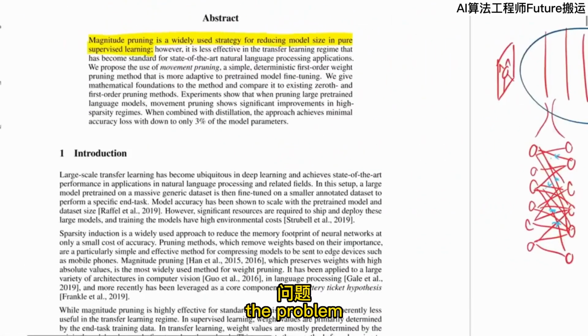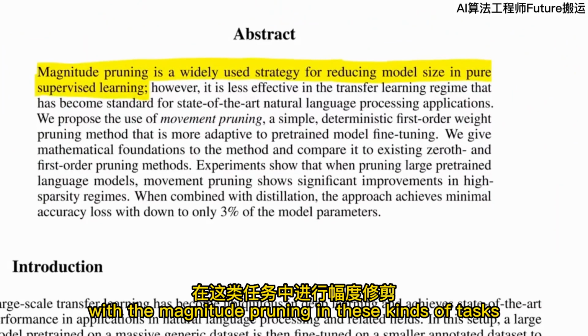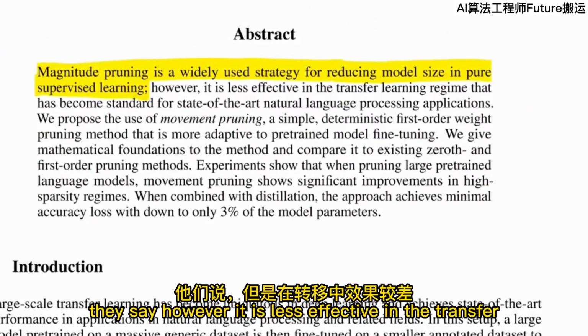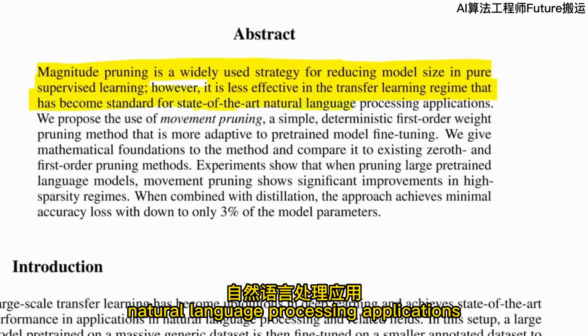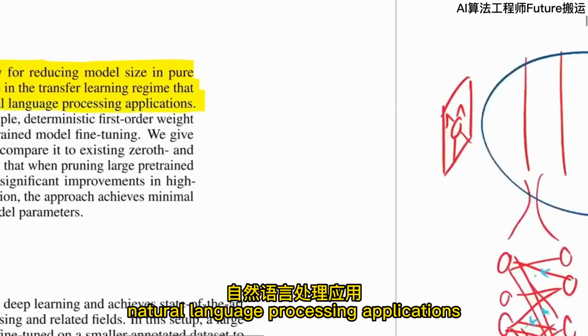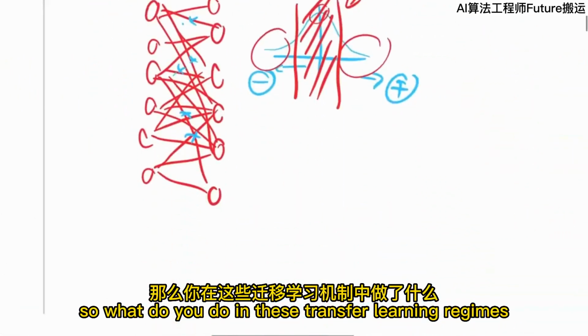Now, what's the problem with magnitude pruning in these kinds of tasks? They say, however, it is less effective in the transfer learning regime that has become standard for state-of-the-art natural language processing applications. So what do you do in these transfer learning regimes?